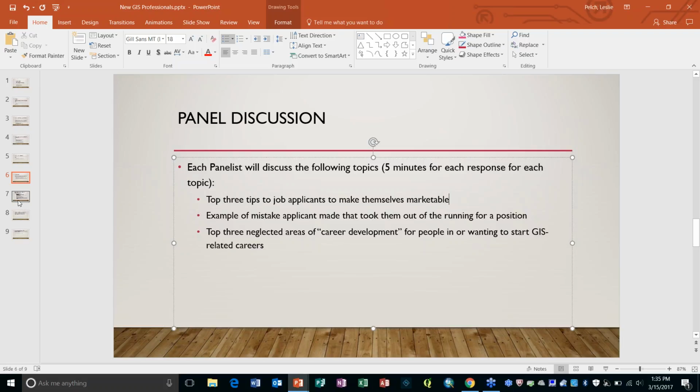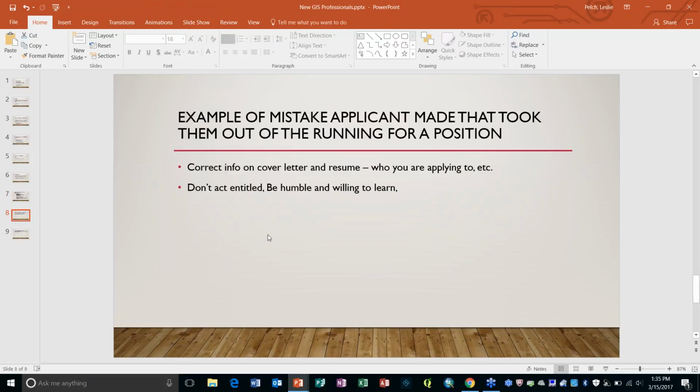Okay, yeah, I can try. So a couple thoughts on that. Some of these are interesting because some of the things we're all talking about would affect you in any position, whatever field you're in. So they're applicable across the realm. But I'll try to be as specific as I can here. But examples of mistakes applicants make that take them out of the running.